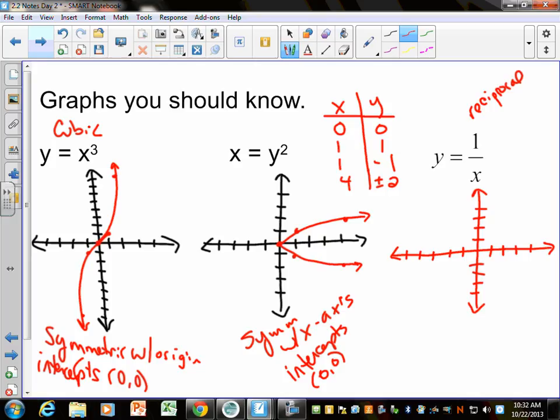I won't let it ever get there. 1 over x. What's the problem with this one? What could I not have as an x value on this one? 0, which means I'm going to have an asymptote on this graph. I can show that with a little dotted line here. It's never going to actually touch the y-axis, and it's also never going to touch the x-axis.